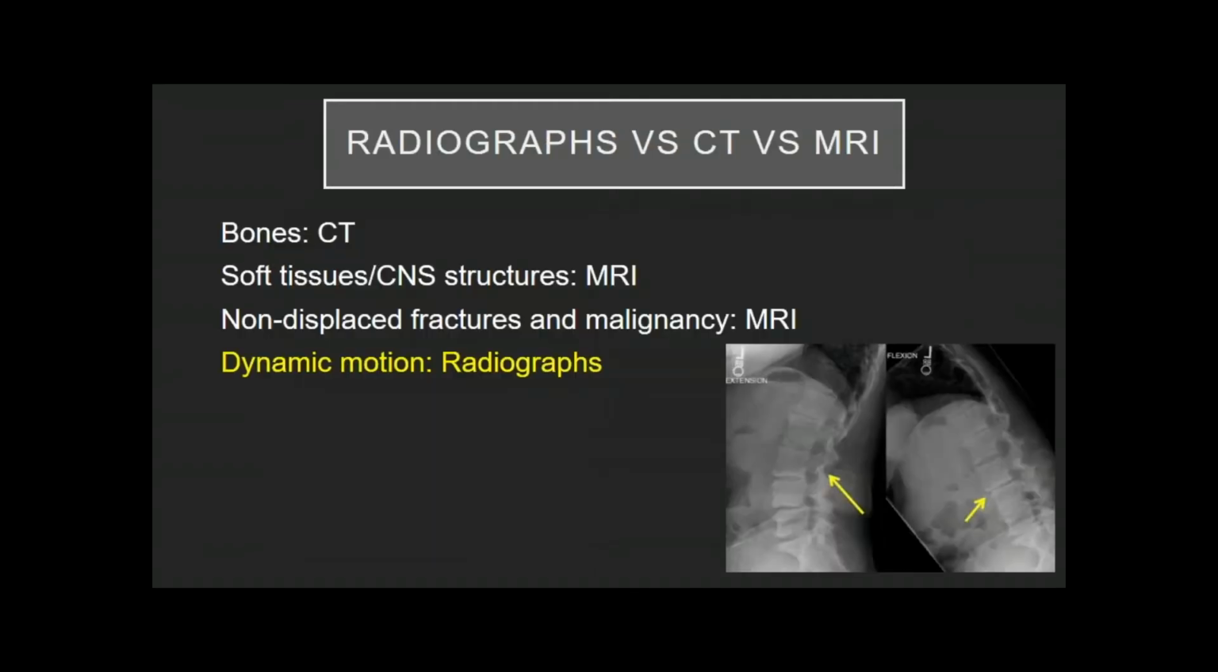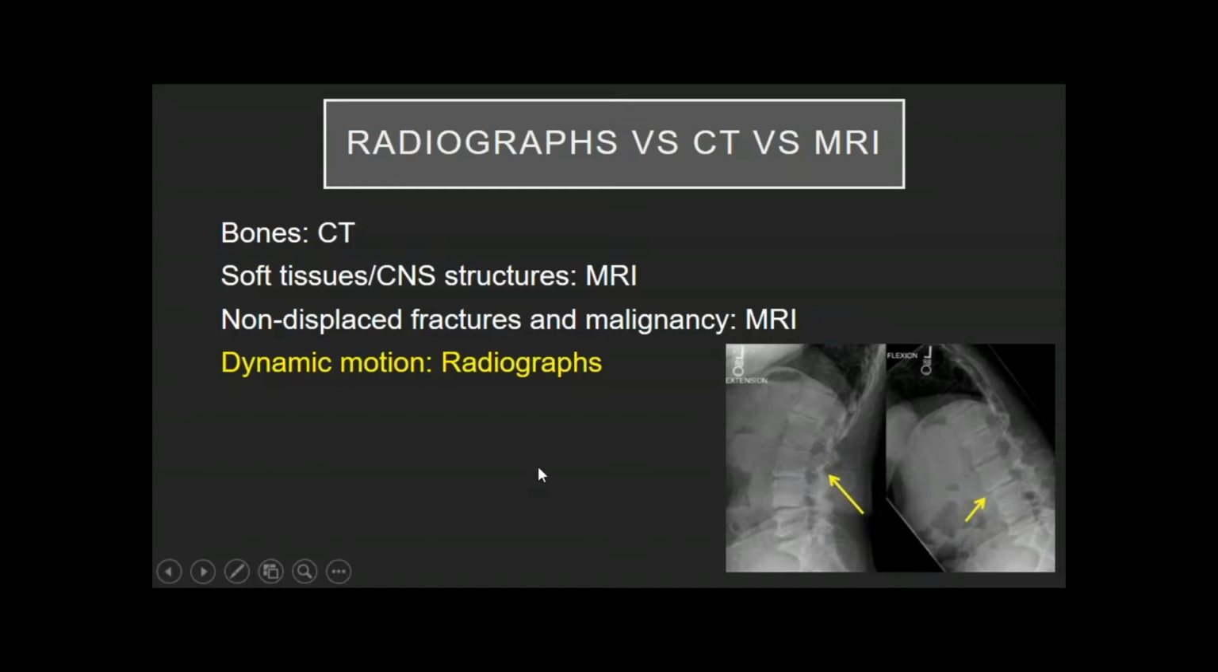All right, so when do we use radiographs? Well, radiographs are very, very good for dynamic motion. The reason they're good is because the patient is weight bearing. They're standing up during the radiograph. So this is just a small example here of one vertebral body on the other, and it's actually shifting position.